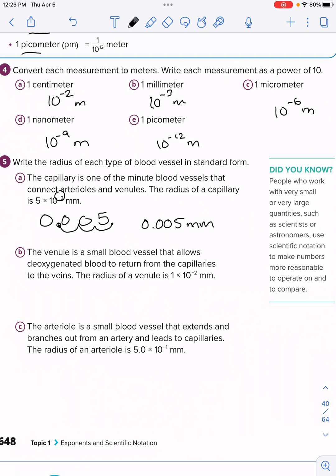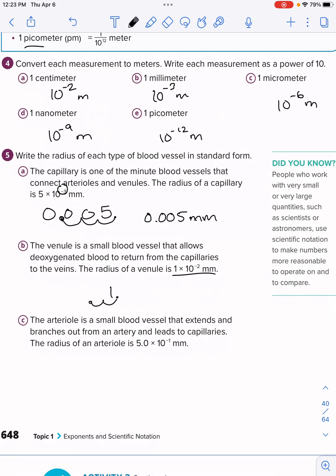All right, next one. I'm going to ignore the context. I'm just going to go right here. 1 times 10 to the negative second, so the decimal point is right here. Negative 2 tells me to move 2 to the left. So 0.01 millimeters. Or to clean this up, I'll write it like this.